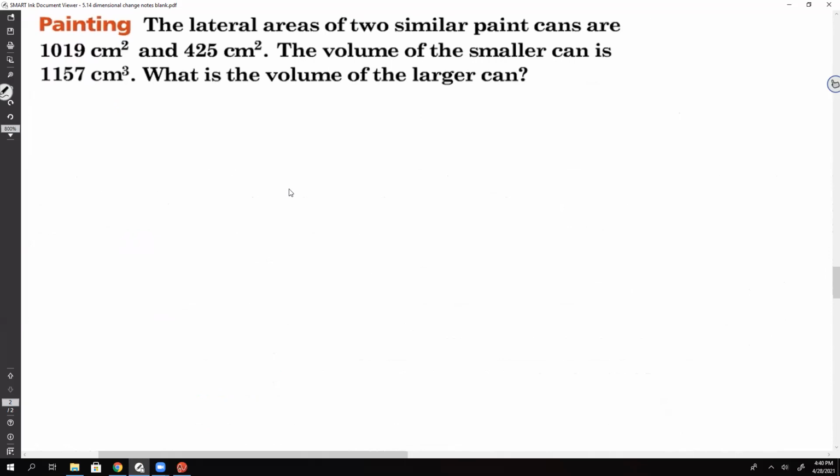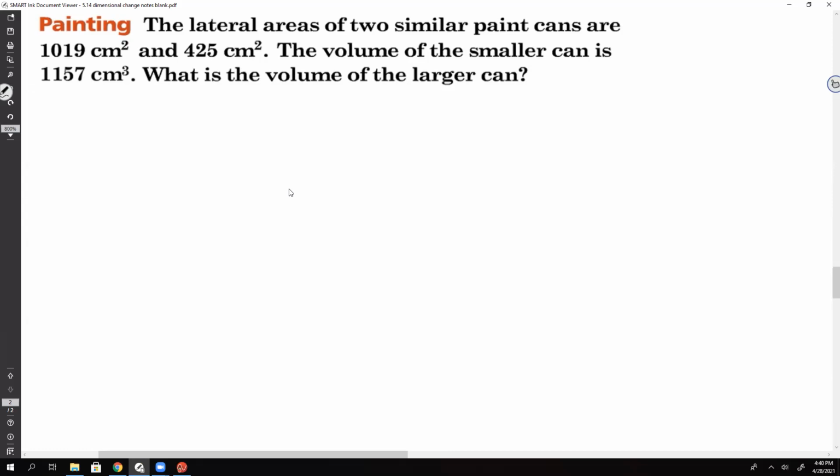So painting. The lateral areas of two similar paint cans are 1019 centimeters squared and 425 centimeters squared. The volume of the smaller can is 1157 centimeters cubed. What is the volume of the larger can?